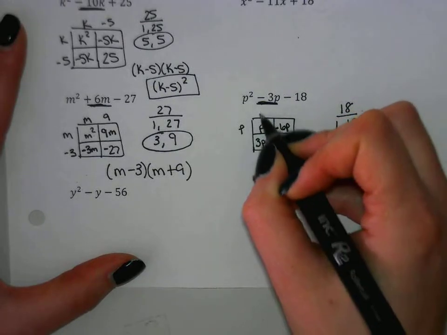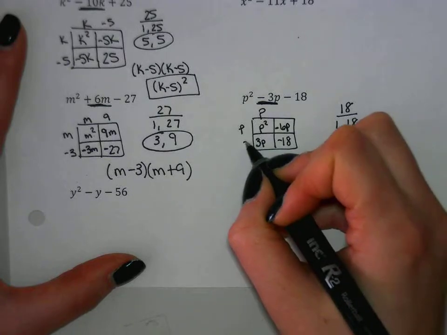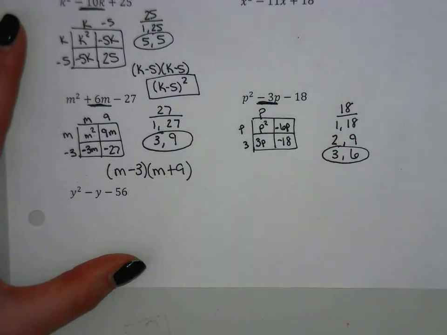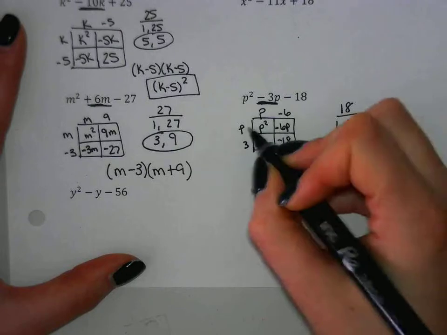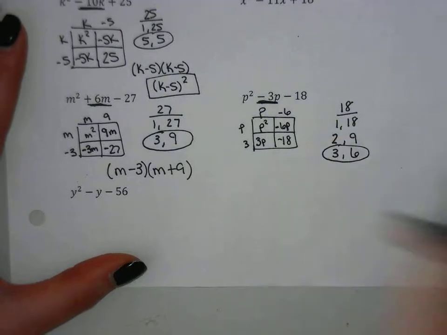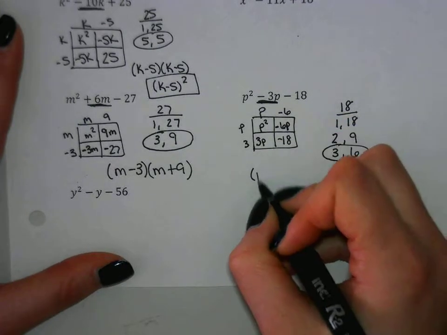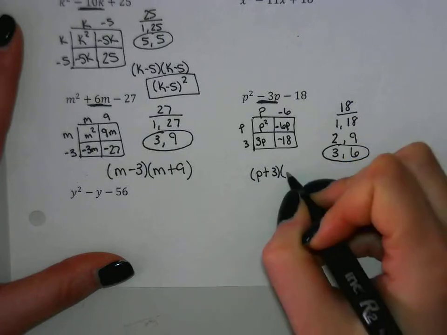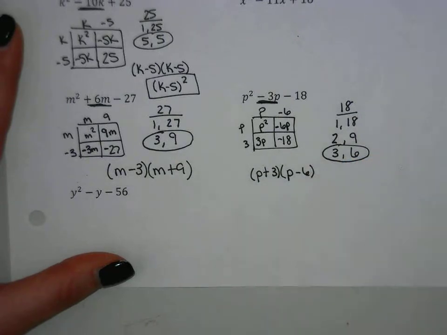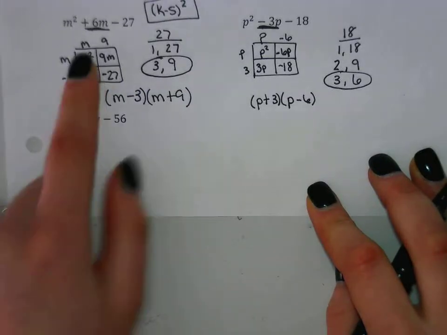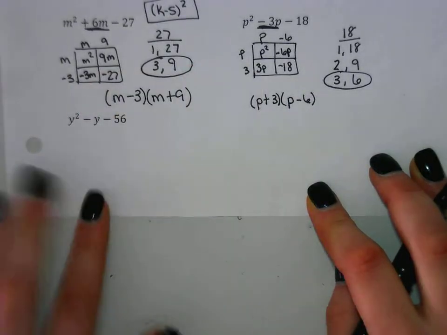So we have p times p for p squared. We multiply p by 3 to get 3p. We multiply our other p by negative 6 to get negative 6p. So we're going to factor this, and we're going to have the quantity of p plus 3 times the quantity of p minus 6. And just like the other two, this third one is similar to the top two, so I'm going to leave that one for you to do on your own.